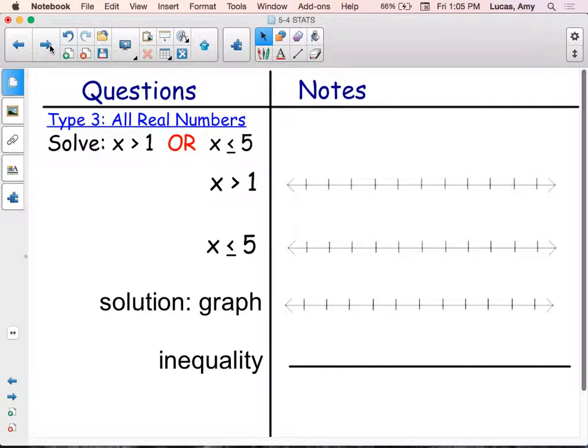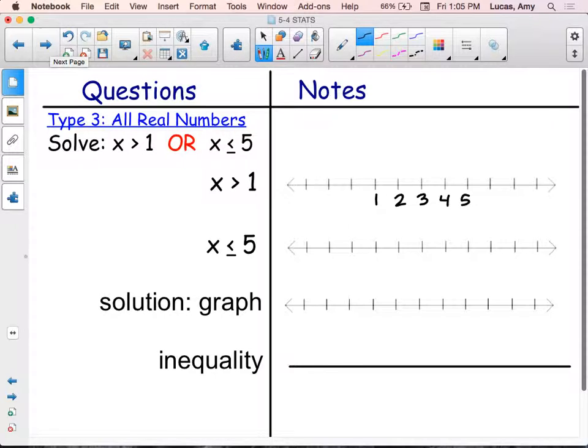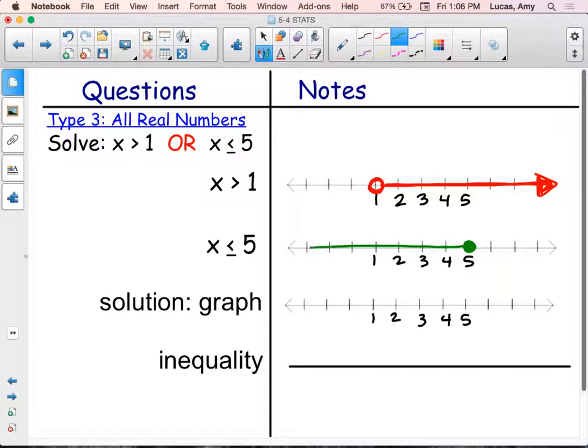Okay, type 3 is called all real numbers, and this one's ready to graph right away. So I need the numbers 1 through 5. Okay, and my first one is x is greater than 1. So it's an open circle going to the right. My second one, x is less than or equal to 5. It's a closed circle going to the left.